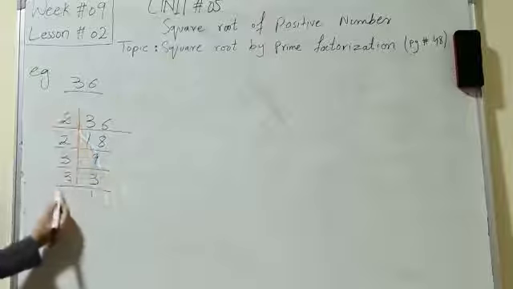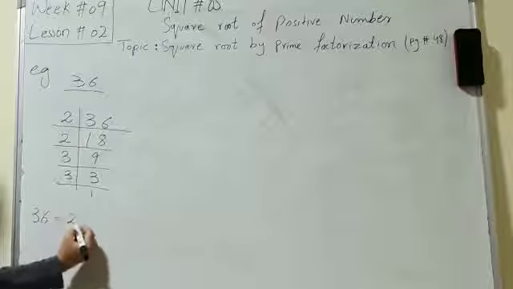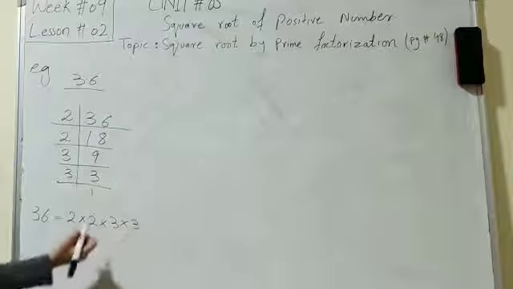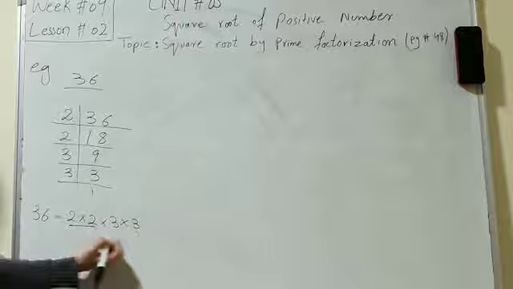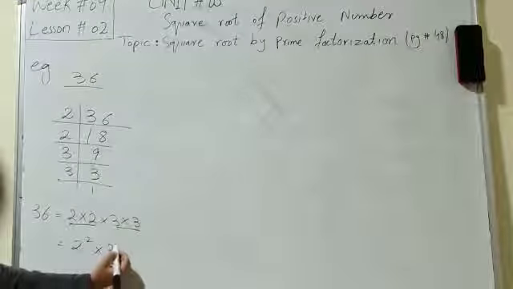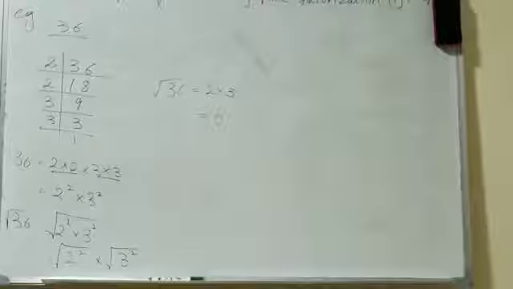Now we can express this as a product of its prime factors. So 36 equals 2 multiplied by 2 and 3 multiplied by 3. Now 2 is written twice and 3 also. We can make pairs, 2 square multiplied by 3 square. So 36 equals 2 square multiplied by 3 square. So taking the square root of 36, square root of 36 equals square root of 2 square multiplied by 3 square.